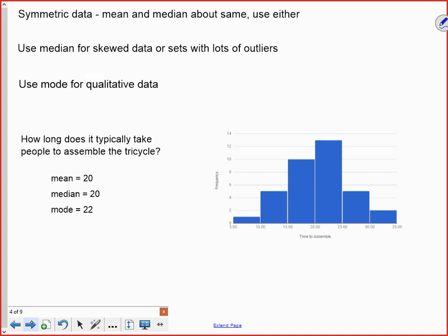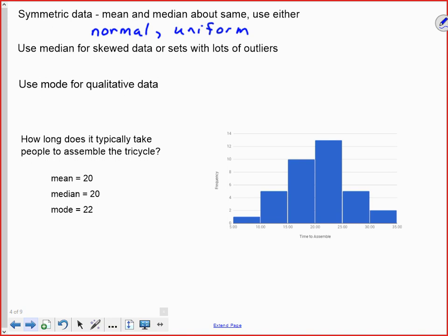What does this have to do with measures of central tendency? Well, if our data set is symmetric, the mean and the median are about the same, so we can use either one. So if we talk about this in terms of the distributions we've been looking at, if our data set follows the normal distribution, which is symmetric, then we can use either the mean or the median. Also, if we have a uniform distribution, the mean and the median are about the same, so we can use either one.